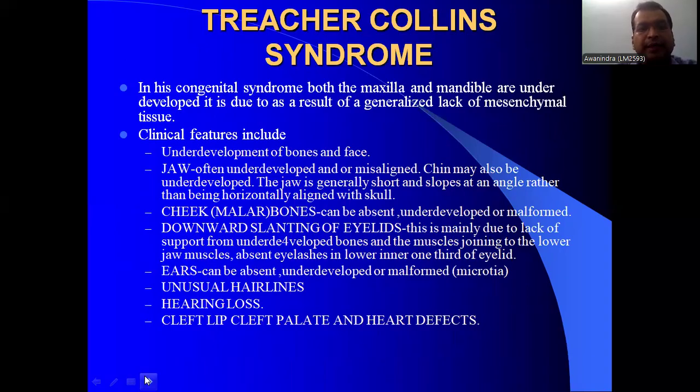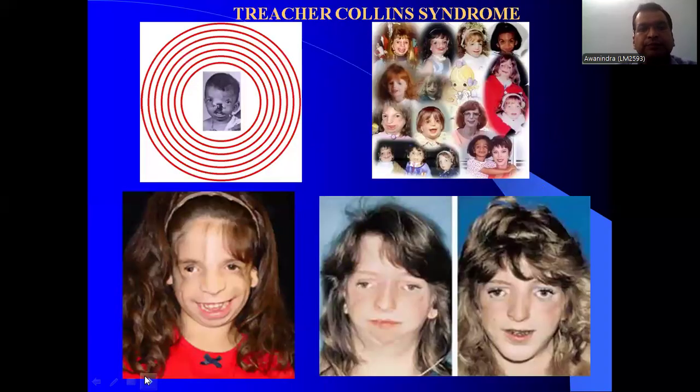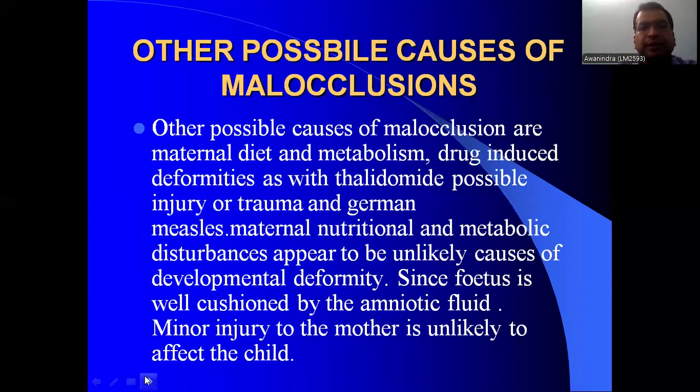Treacher-Collins syndrome is a congenital syndrome. Both the maxilla and mandible are underdeveloped. It is due to the result of a generalized lack of mesenchymal tissues. These are the photographs of the syndrome.